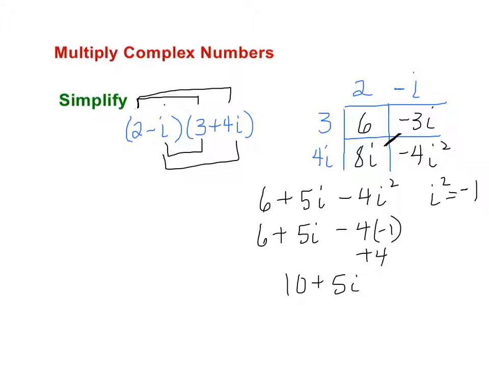And it's the same thing over here. You would have 6 plus 8i minus 3i. Do you still see them in the box? Minus 4i squared. It's the same thing. It's just, like when we did the X method, it's just another way of organizing the data.